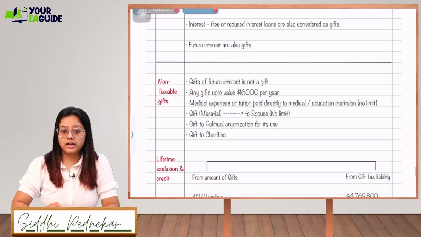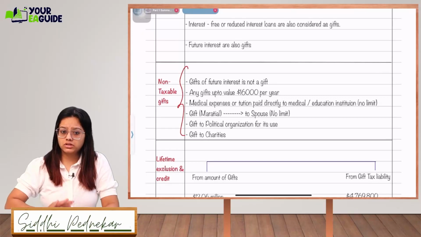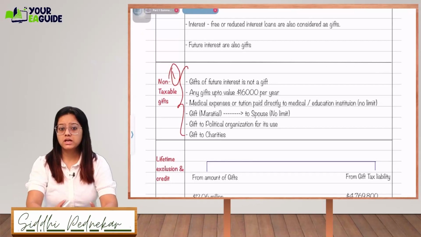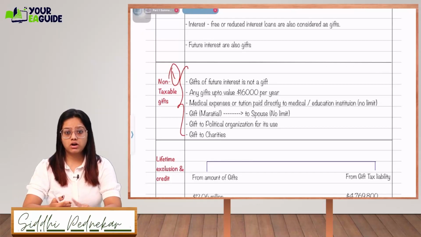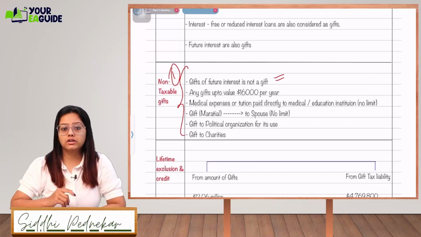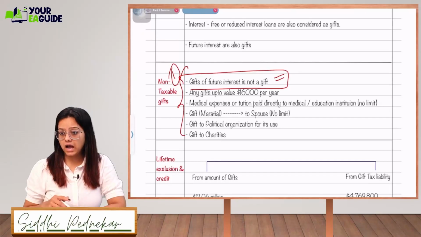Okay, non-taxable gifts. You will have to remember these exceptions, because based on this there will be one question. Only one question will be there, but you have to remember this. Gift of future interest is not a gift for the purpose of calculating gift tax, you are not going to consider this. We have seen this in the class. Please go through the theory again for this topic.